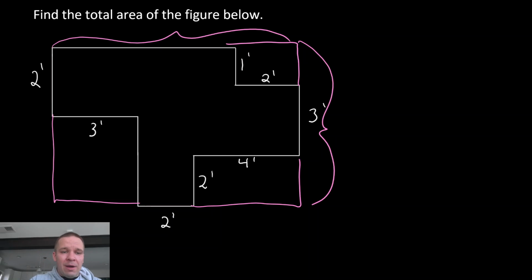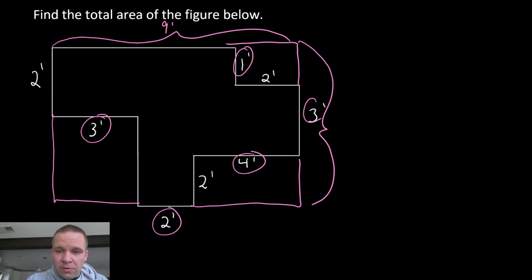Well, the top one, I would just be adding up the 3 feet, this 2 feet, and the 4 feet. That gives me 9 feet up top. And then for the side one there, we're going to have 1 foot, 3 foot, 2 foot. This sounds like a Dr. Seuss novel here. 1 foot, 3 foot, 2 foot, 6 foot.